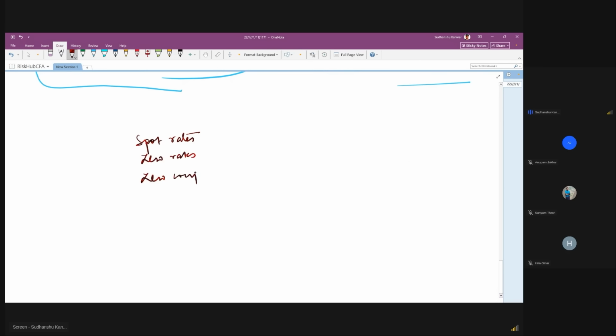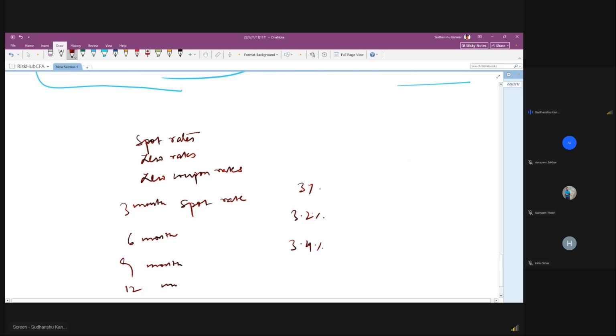In the real world, you have these rates. You will have a 3 month spot rate, something like 3%. Then you will have a 6 month spot rate, like 3.2%. Then a 9 month spot rate, like 3.4%. I'm just taking easy numbers. Then a 12 month spot rate, like 3.6%. So in the real world, we will have these kinds of rates.